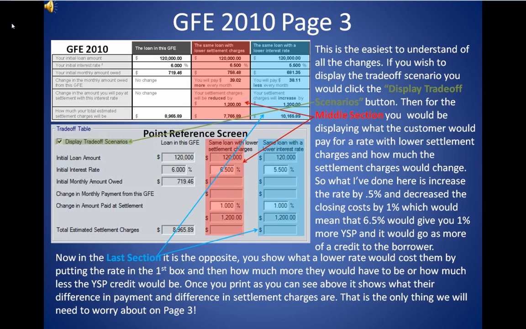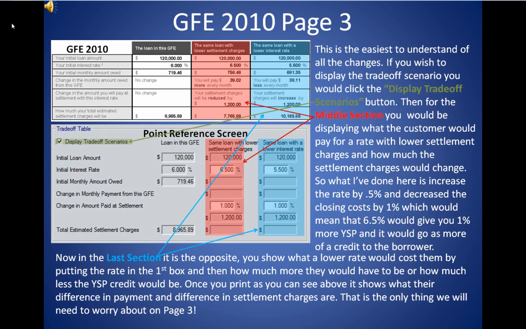On page 3, the only place that you'll enter information is what's called the trade-off scenario. HUD does not require this, but we don't know if other lenders are going to require us to do this. Basically, what this form does is show the borrower what their loan would be like with lower settlement charges or a lower interest rate. If you're going to show them lower settlement charges, most likely you would have to increase the rate.